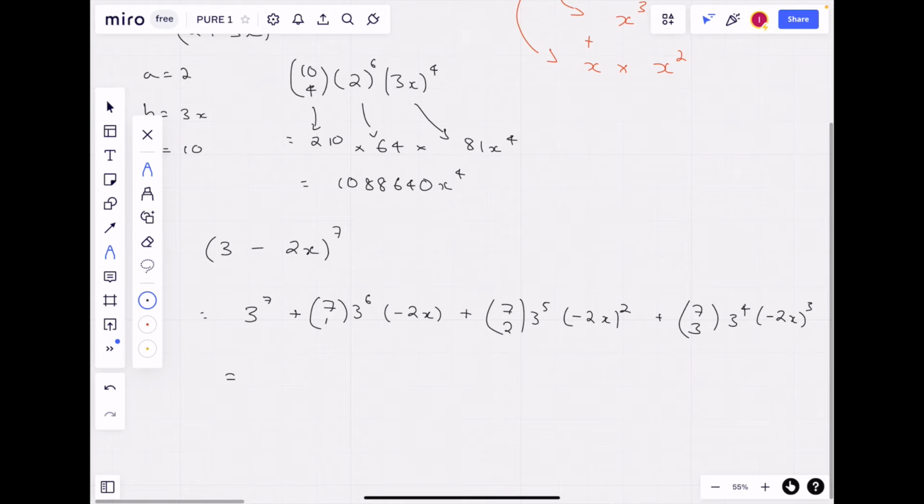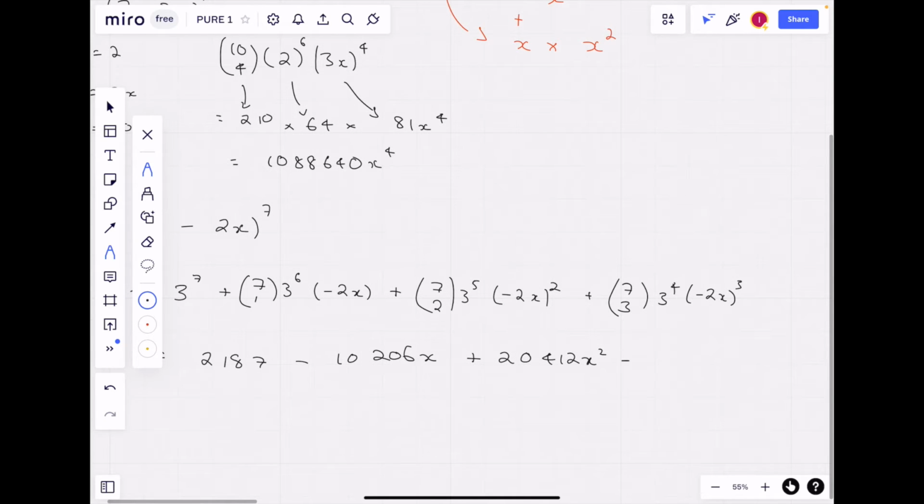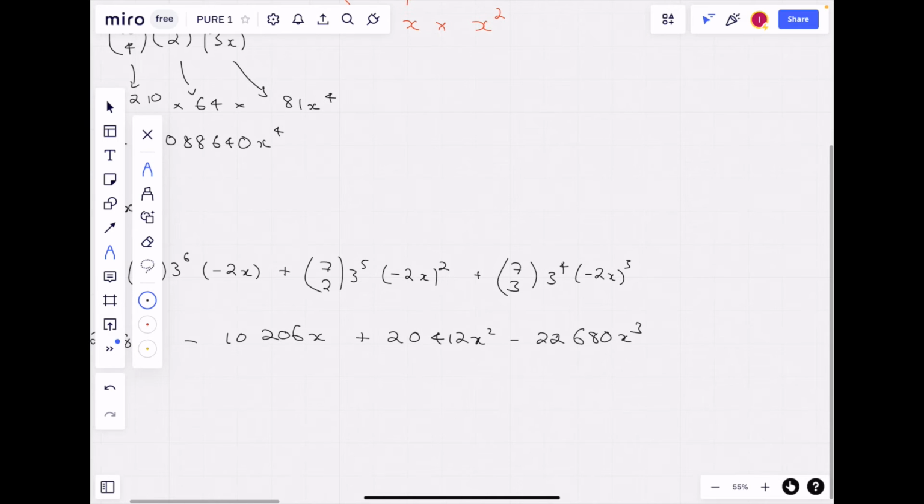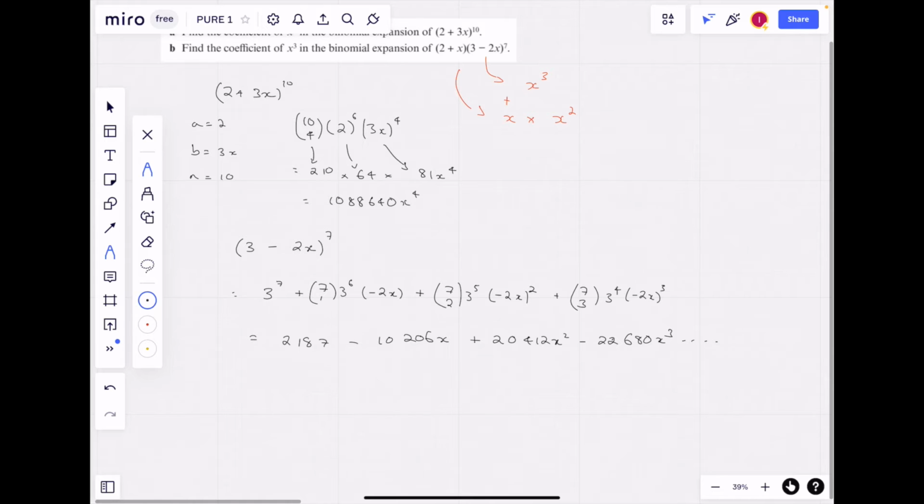When you simplify that, you get 2187 minus 10206x plus 20412x squared minus 22680x cubed. And then it's just going to go on from that. So that is the expansion of (3 - 2x) to the power of 7. That is one bracket. You have another bracket, 2 plus x.